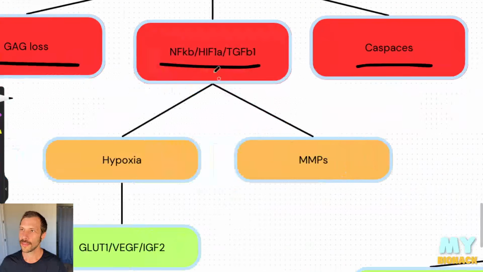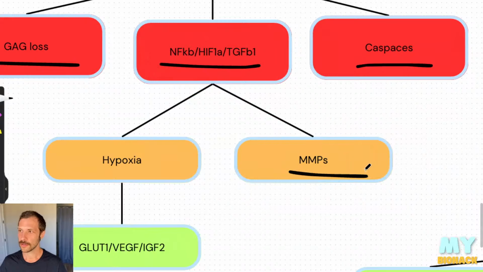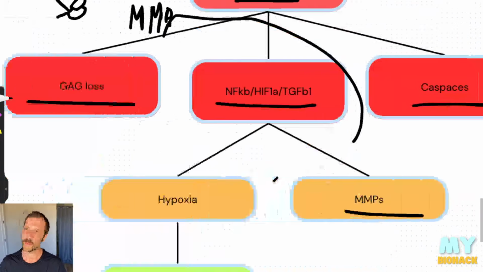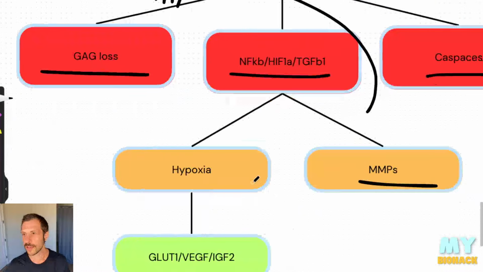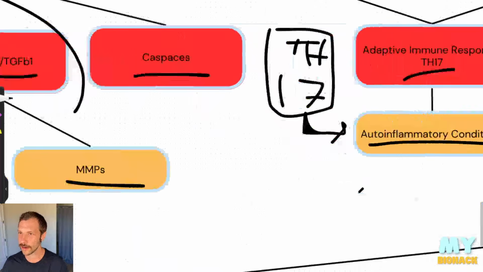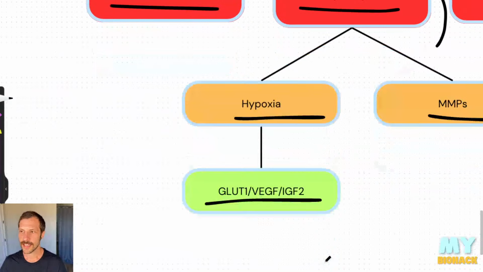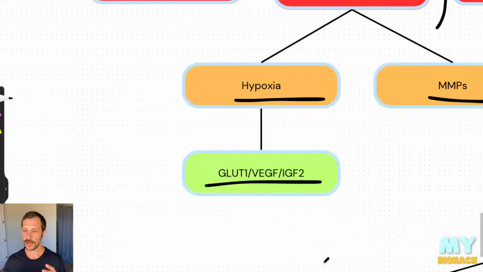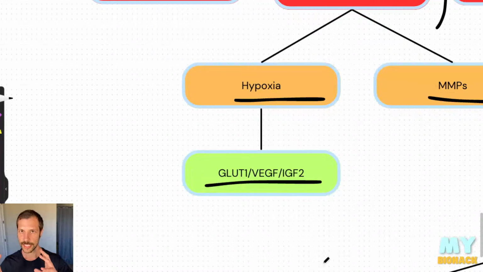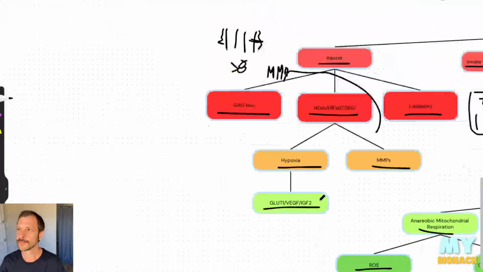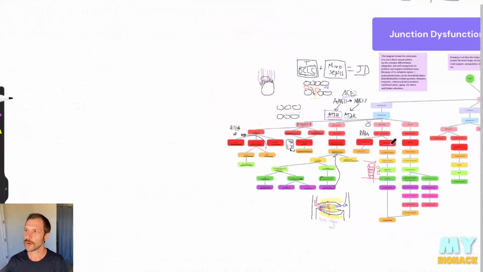This NF kappa B also, yeah, it leads to the MMPs that feeds into this whole system back here. You also get hypoxia, which you can guess what hypoxia does over here. Well, it also messes with your ability to regulate glucose and insulin, and your ability to remodel your endothelial cells well, which further contributes to the junction dysfunction. Let's zoom out a little bit. Got a pretty big board here.